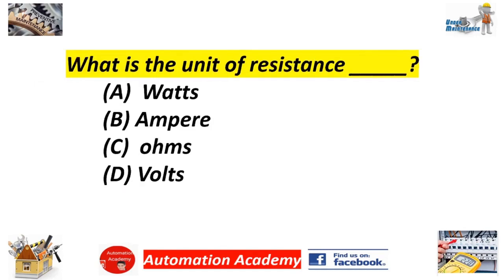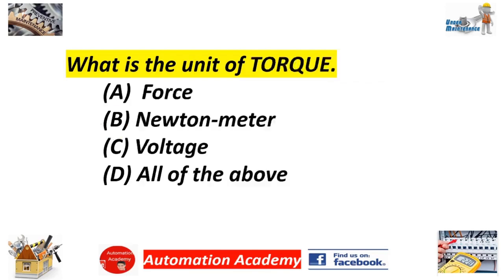What is the unit of resistance? A, watts, B, ampere, C, ohms, D, volts. Answer, C, ohms. What is the unit of current? A, watts, B, ampere, C, ohms, D, volts. Answer, B, ampere.